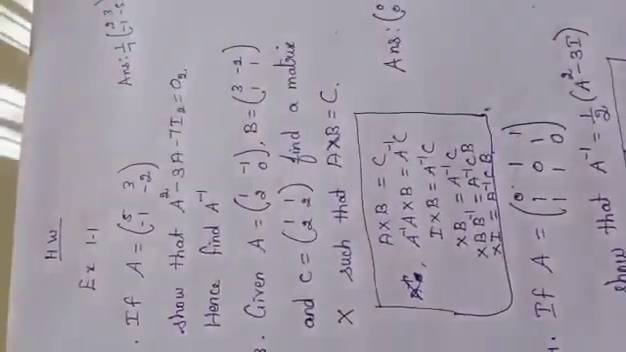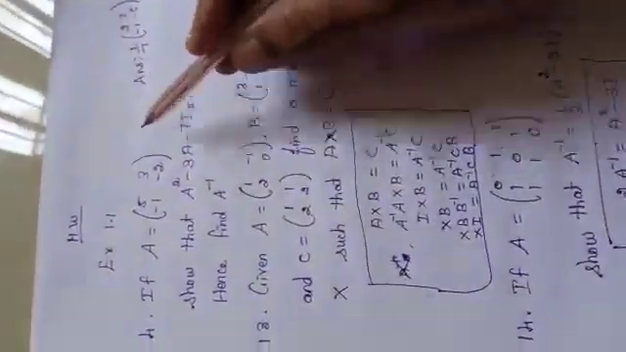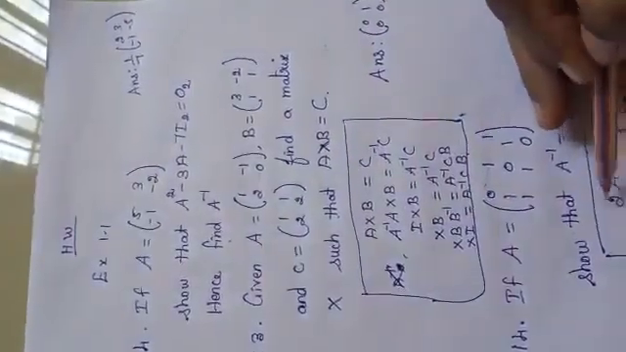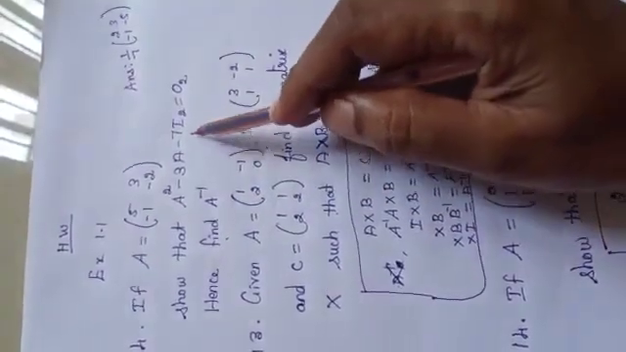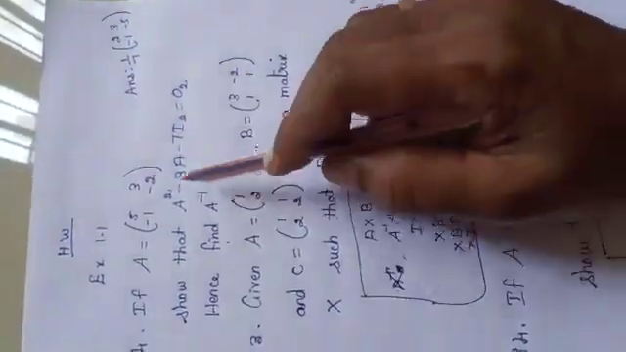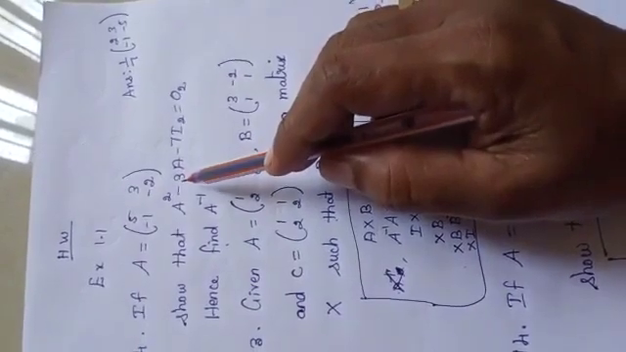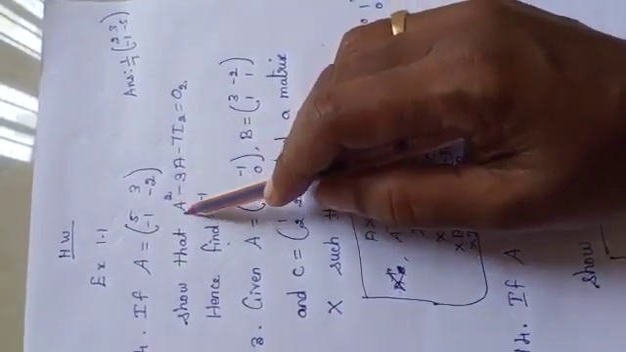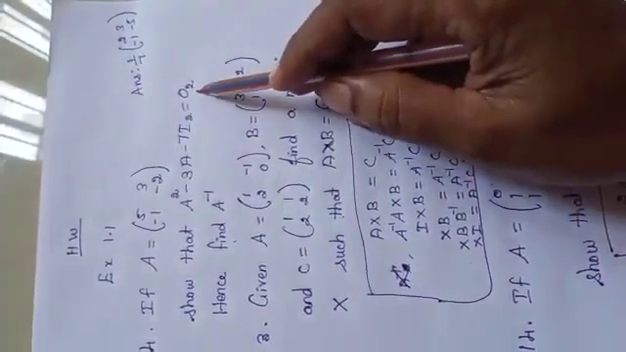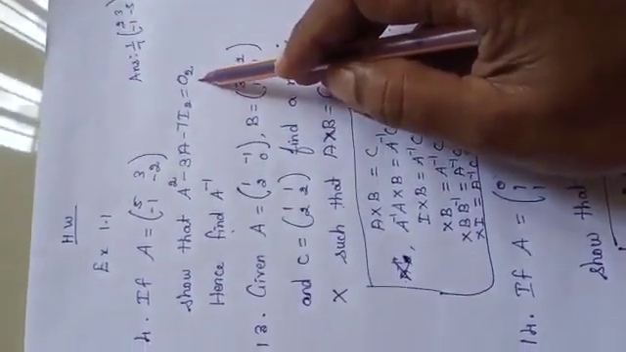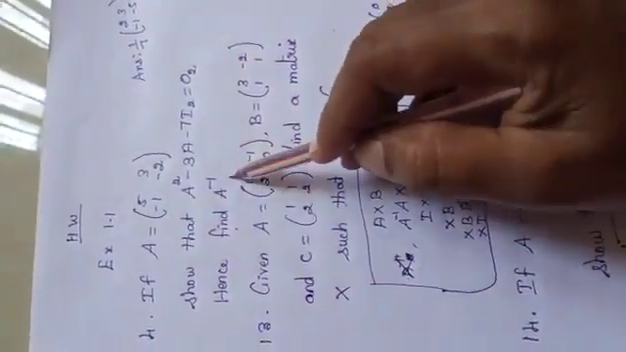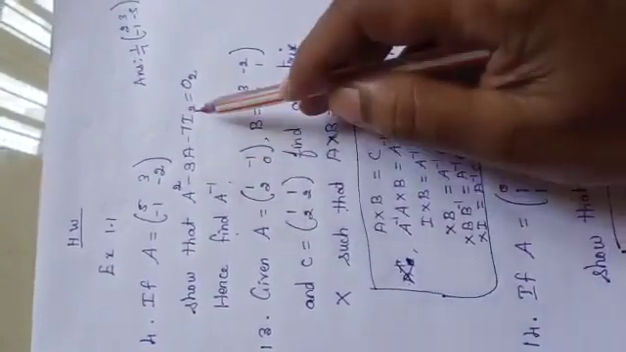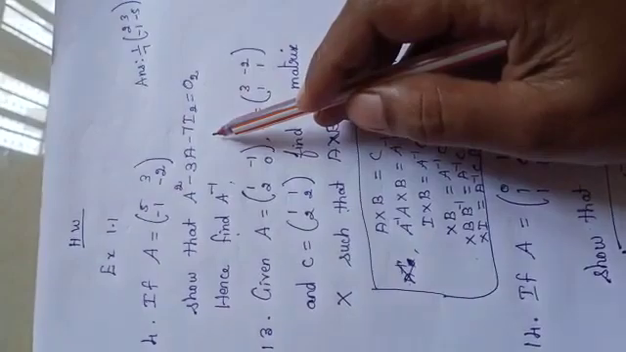Okay, now this is the time for your homework. Exercise 1.1, problem numbers 4, 13 and 14. In the fourth problem, A is given. Show that A square minus 3A minus 7I2 is equal to 0. First find A square, then substitute all the values. If you are getting all the values as 0, that is enough. Using that, find A inverse. What should you do? Post multiply by A inverse. Then you will get the answer.